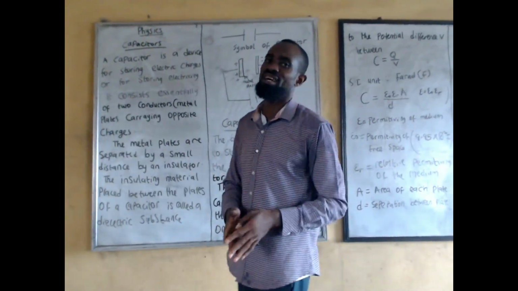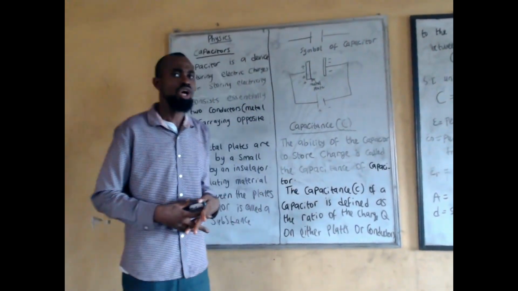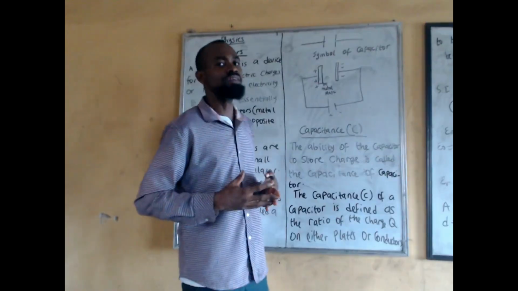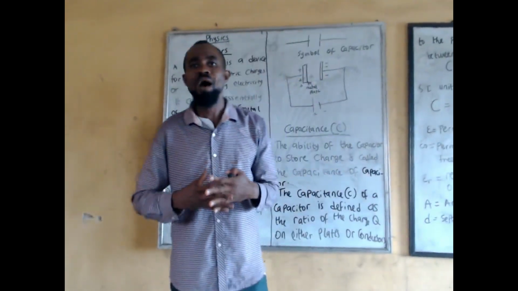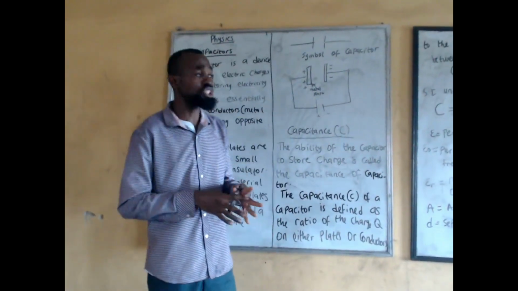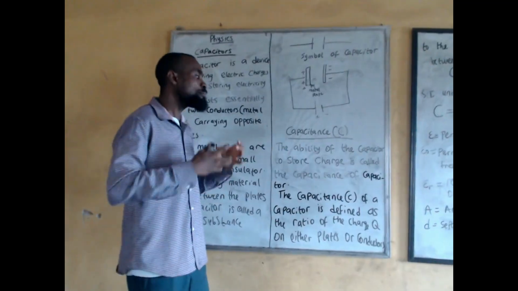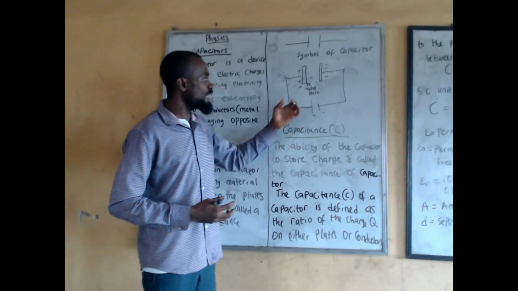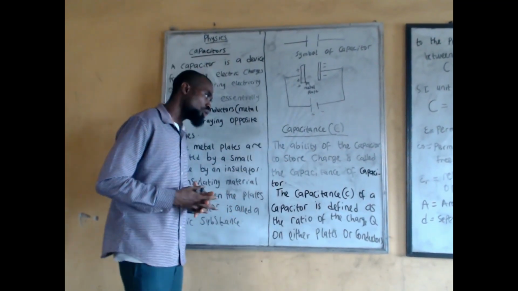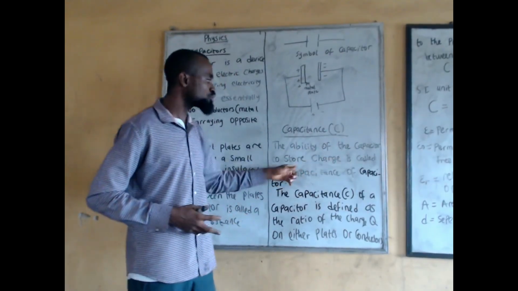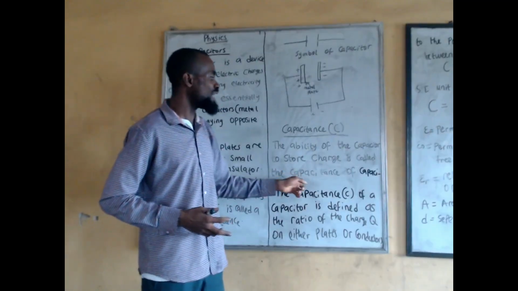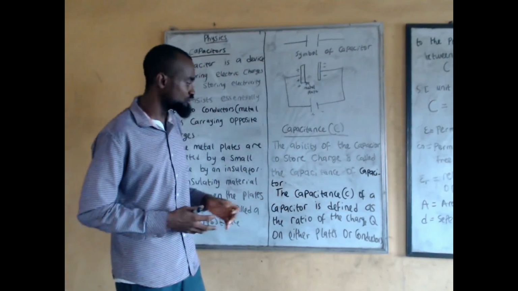What is the capacitance of a capacitor? Capacitance of a capacitor is just the ability of the capacitor to store charge. How much charge can a capacitor store on its plates? You have set it up, but you are not checking how much charge that capacitor will be able to store. So the ability of the capacitor to store charge is called the capacitance of the capacitor.